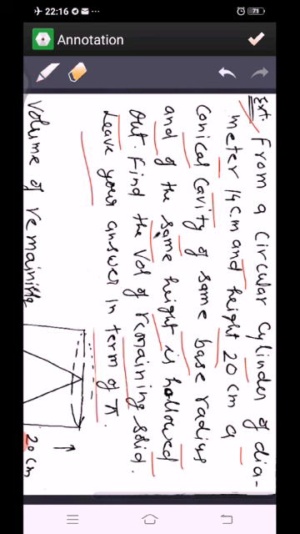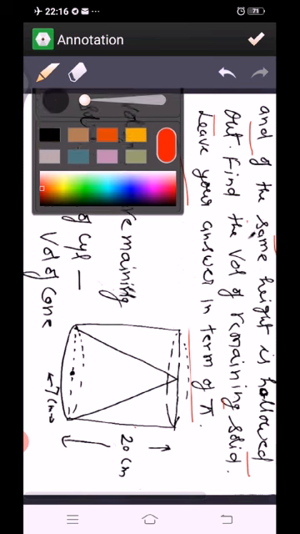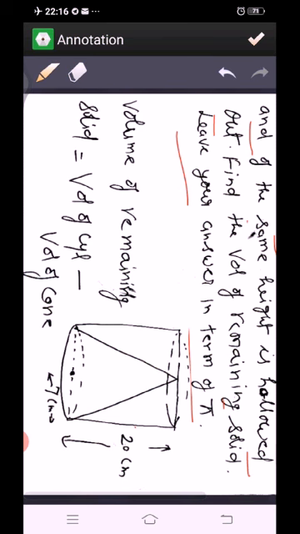So we can see that here one cylinder is given whose diameter is 14 centimeter. So we have taken its radius 7 centimeter. Radius equal to half of the diameter, 7 centimeter. Height is given 20 centimeter. So volume of remaining solid will be volume of cylinder minus volume of cone.